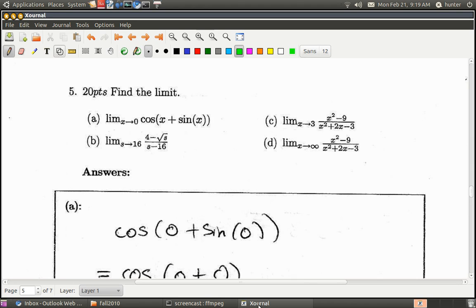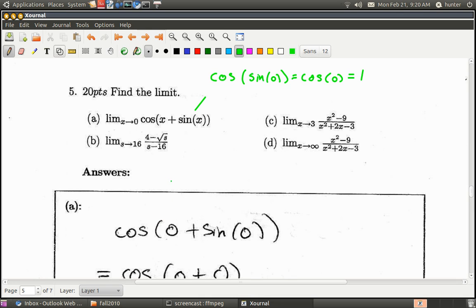So this first one, A, is really easy. We just plug in 0. So this is cosine of, that x becomes a 0, and then I've got sine of 0. So this is just cosine of 0, and cosine of 0 is 1. Okay, so A is 1.